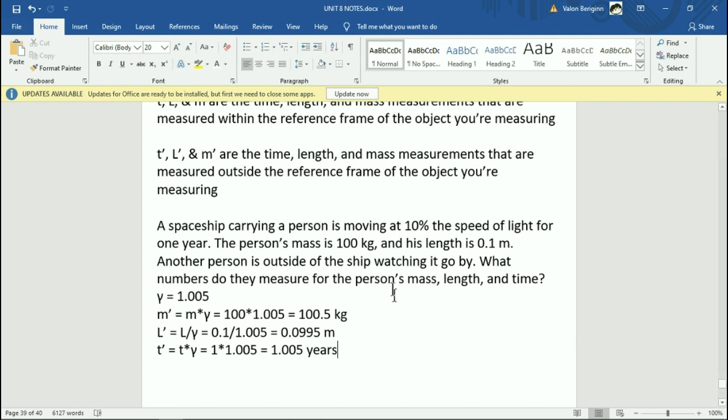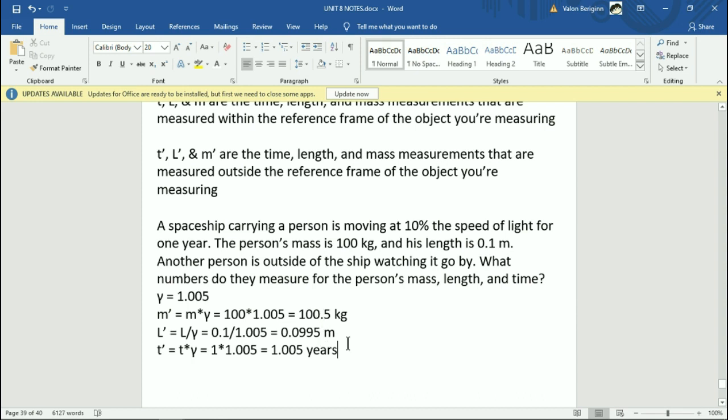Then it gets back to the question I asked yesterday, where it was like, who was correct? Did the lightning strikes hit at the same time, or was one after the other? And I said both. Same thing here. What is the person's mass? Is it 100 or is it 100.5? They're both right. They're right from their perspective.